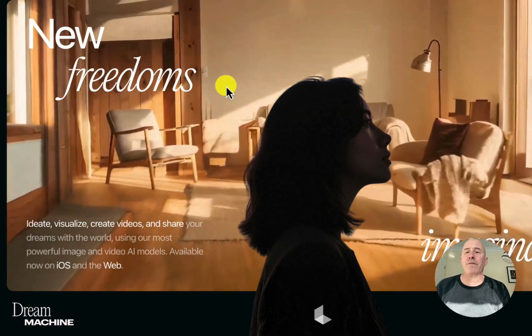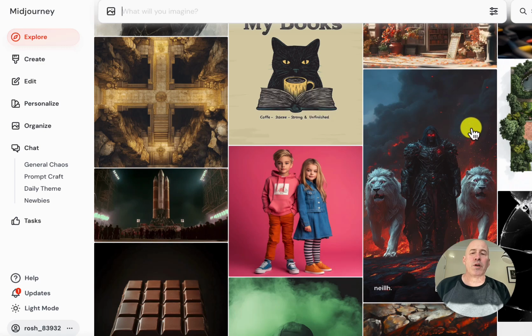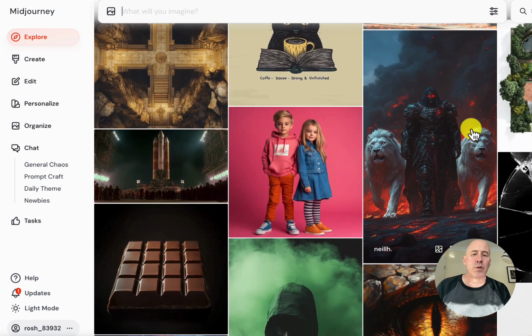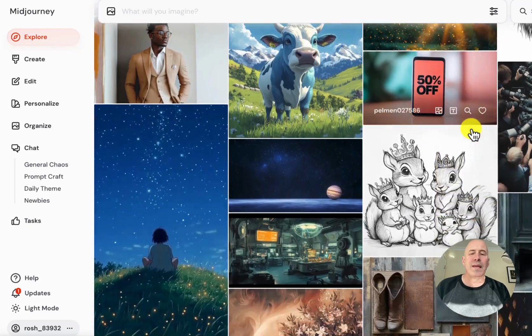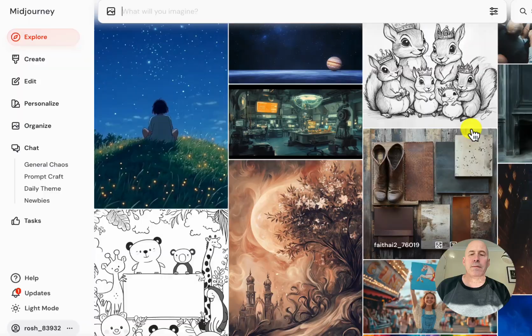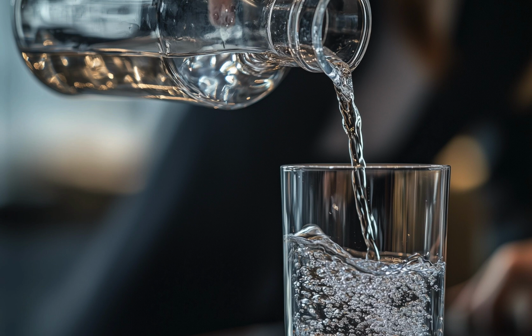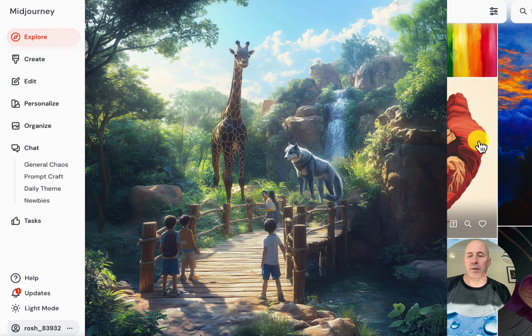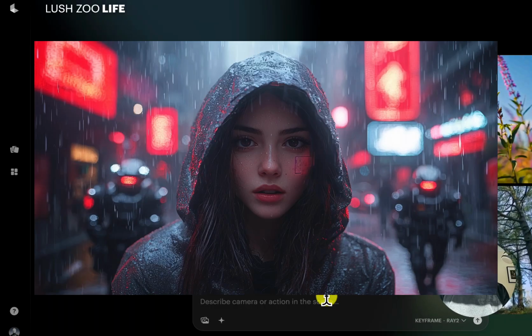Now this is image to video, so we're going to head on over to Midjourney, which is one of the better image creation platforms, and we're going to find 3 images that I think will work well as a test. Here's one. Here's another. And here's the third. The first one we're going to compare is this Cyberpunk theme.